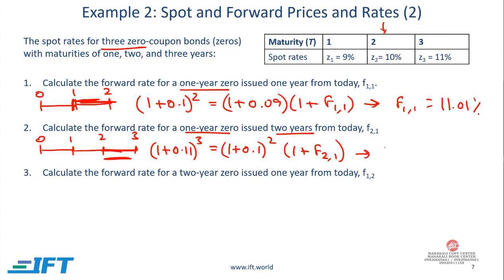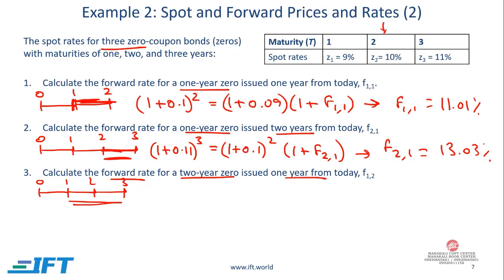From this we can calculate F2,1 is equal to 13.03%. And then calculate the forward rate for a 2-year zero issued 1 year from today. So this again we should first just see the timeline so we can understand what's going on. 0, 1, 2, 3. A 2-year zero issued 1 year from today would be for this period. And overall we have 3 periods.